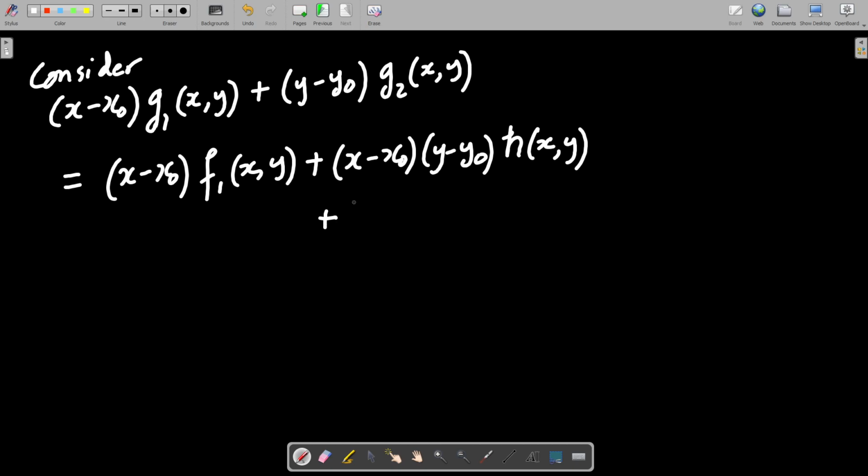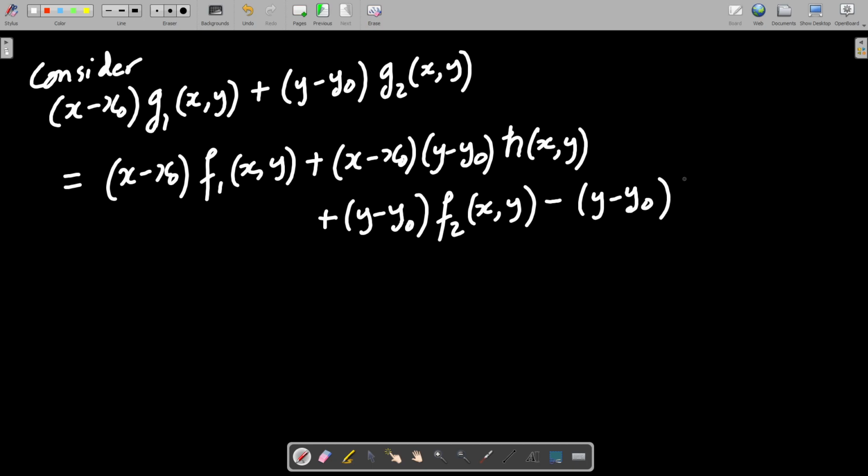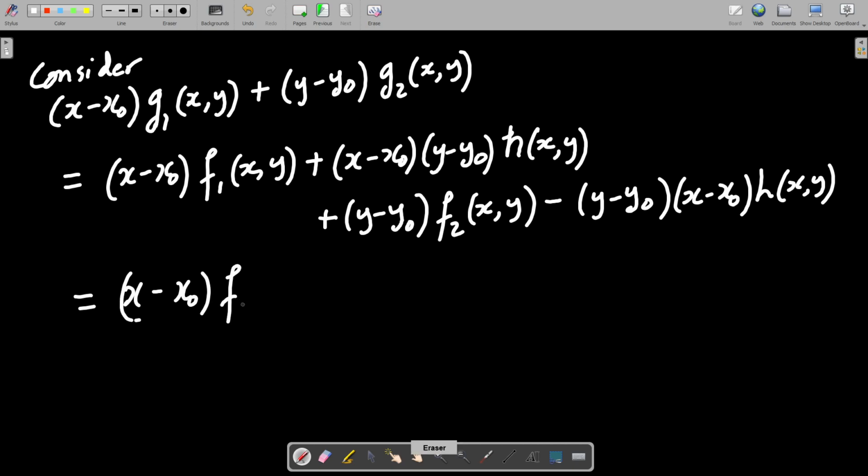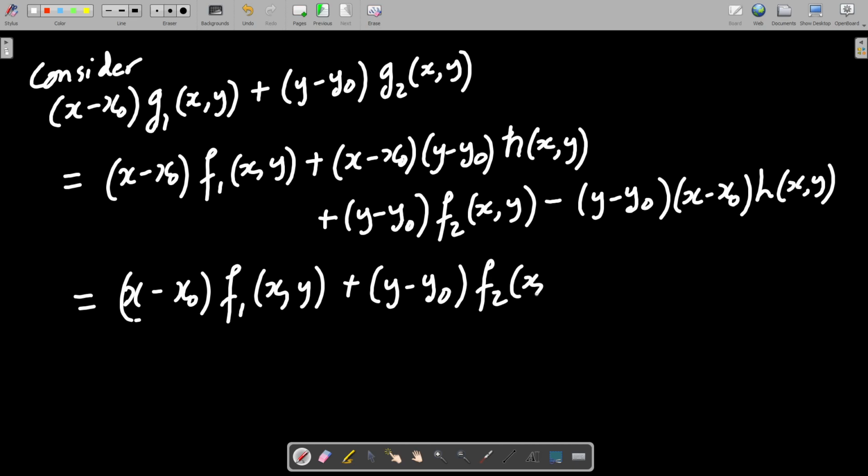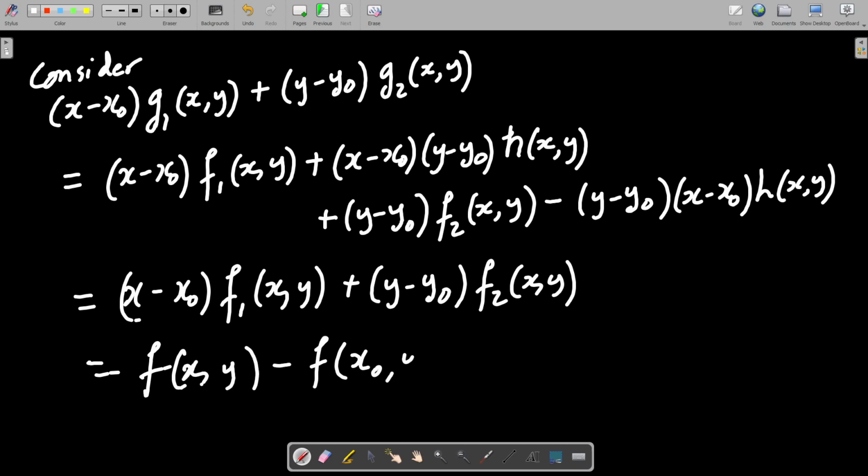Alright, and the second term is going to contribute over there. I'll write it down now. Y minus y naught times f2 of xy, the minus sign is there. So this will become y minus y naught of x minus x naught h of xy. As you can clearly see, what remains here is only this much. But what is this equal to? This is equal to nothing but f of xy minus f of x naught y naught.